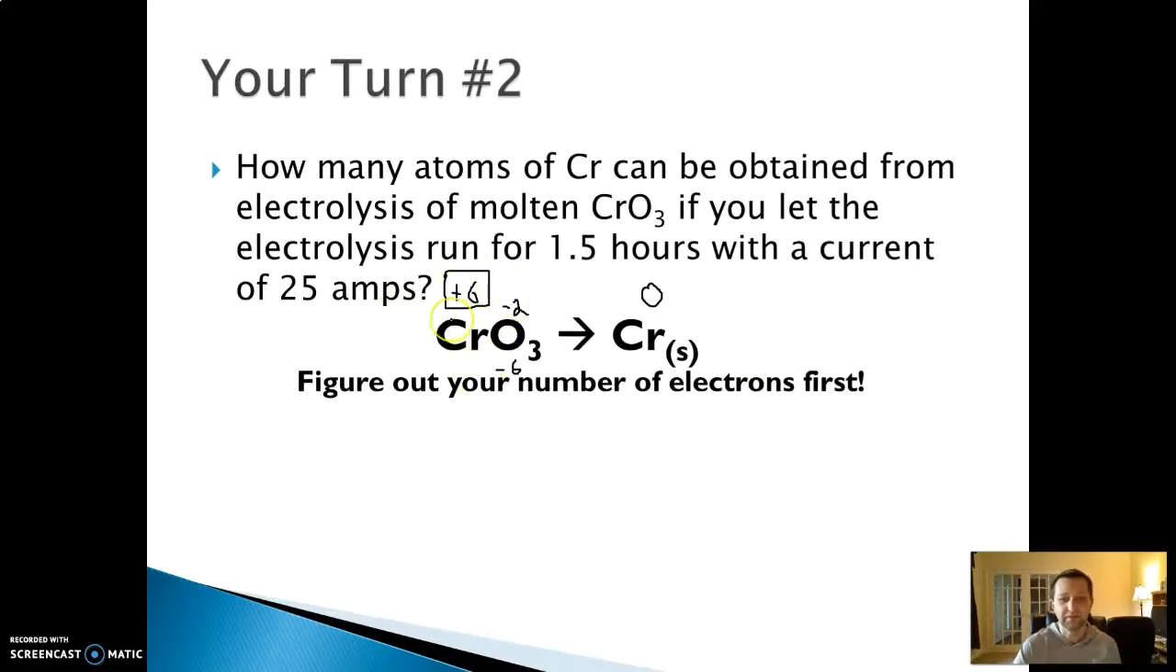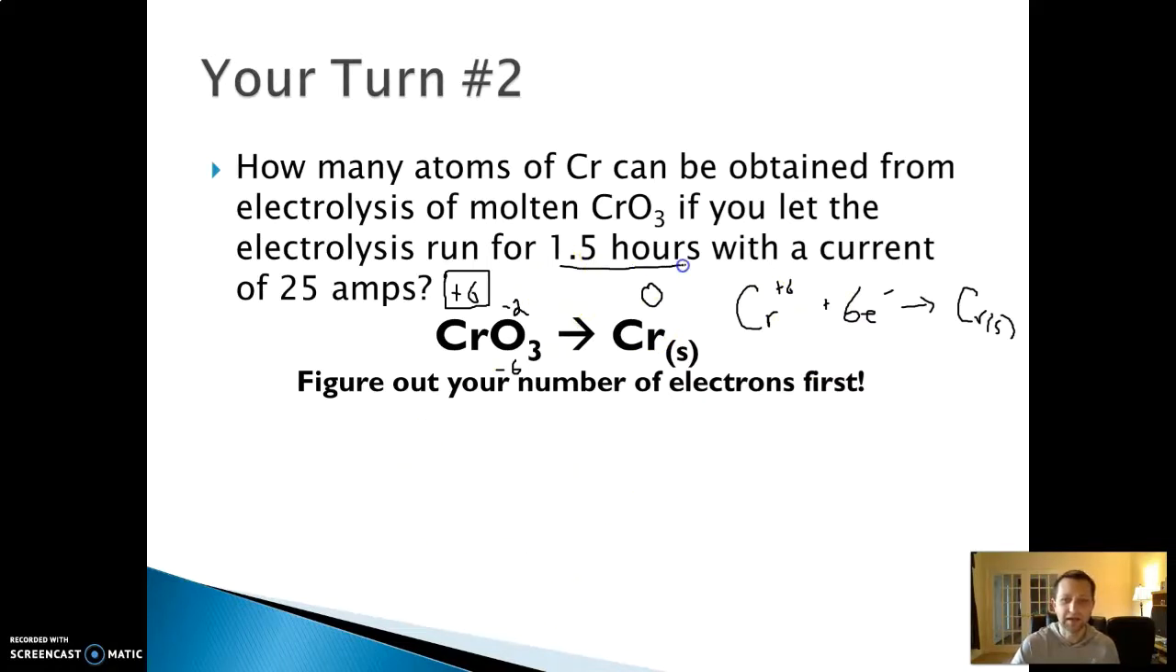So what do you have? You have chromium with a +6 going into chromium of a 0. So how many moles of electrons is that going to be? Well, it should be 6, right? So if you write that out, if you just isolate the chromium, take away the oxygen, you have Cr 6+ plus 6 electrons yields chromium solid. Right? So that's what we're going to use in our stoichiometry problem down here.